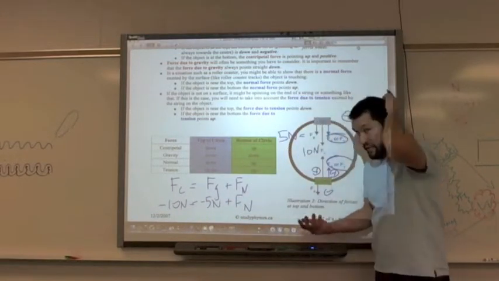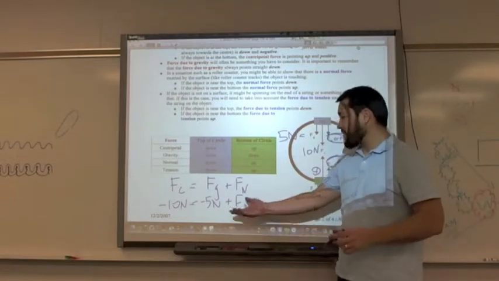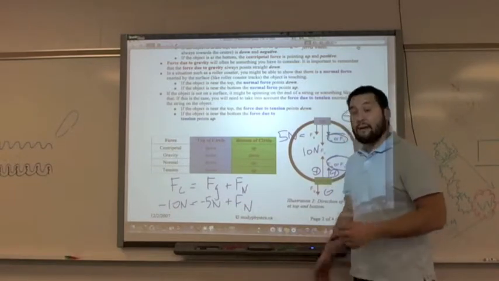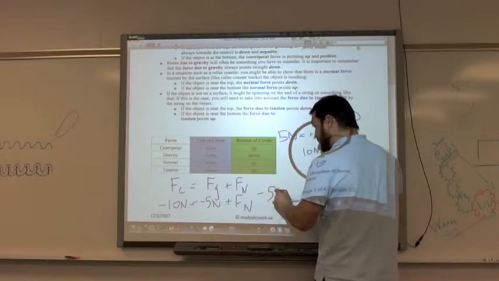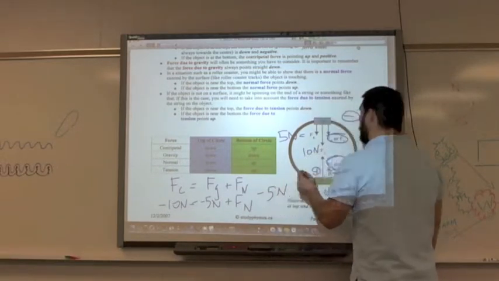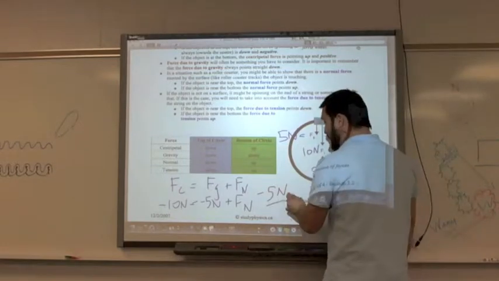Fg is going to be 5 as well, downwards, minus 5, and Fn is unknown. Now, I think you can figure this out, right? If minus 10 is equal to minus 5 plus Fn, Fn's got to be minus 5. Downward direction, that's correct, and a value of 5.